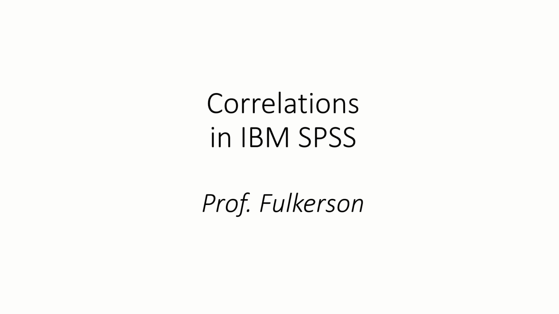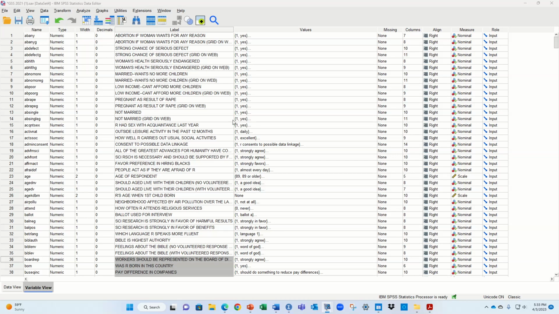Hello, this presentation is going to look at how to conduct a correlation analysis using IBM SPSS. I have open here the GSS from the year 2021, which is the General Social Survey, which you may download from the National Opinion Research Center. If you Google that, you should find it.